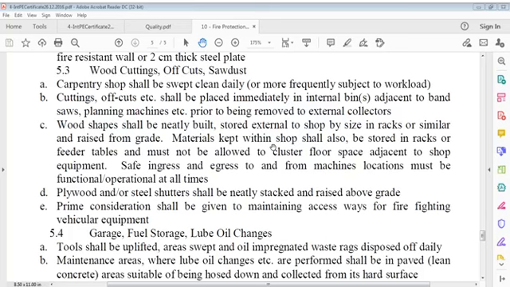Materials kept within the shop shall also be stored in racks or feeder tables and must not be allowed to cluster on floor space adjacent to shop equipment. Safe ingress and egress to and from machines must be functional and operational at all times. Plywood or steel shutters shall be neatly stacked and raised above grade. Prime consideration shall be given to maintaining accessways for firefighting vehicular equipment.